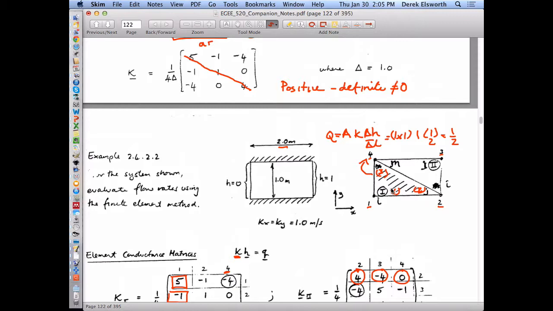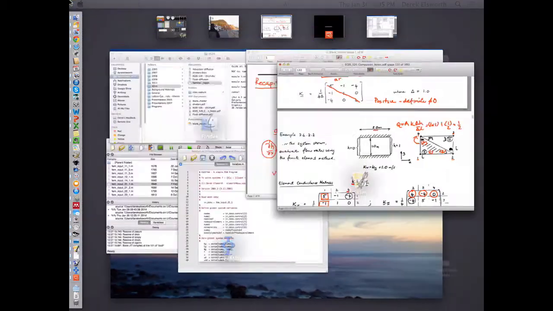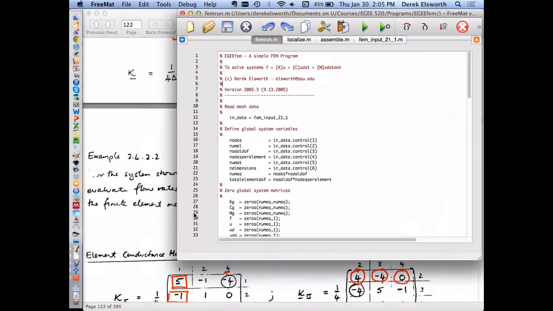And this is 2. This is 1. This is h equals 1. This is h equals 0. Yeah, that's everything we need. And so we can try and solve that problem very quickly using that code that we have. Let's see how it sets up.